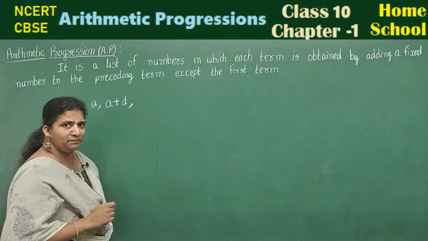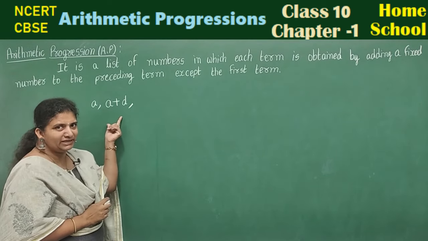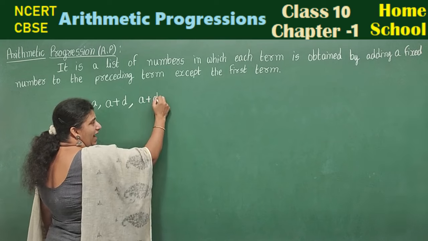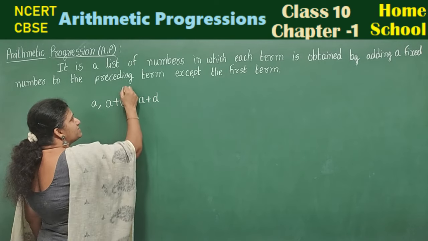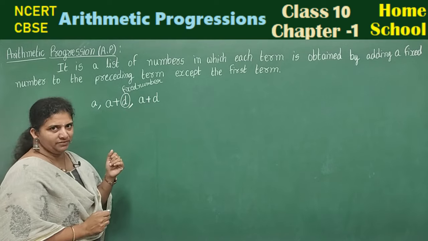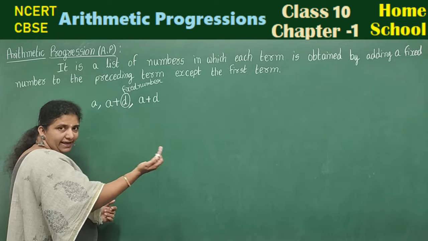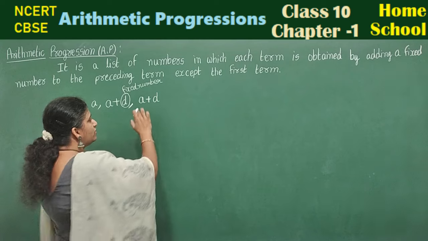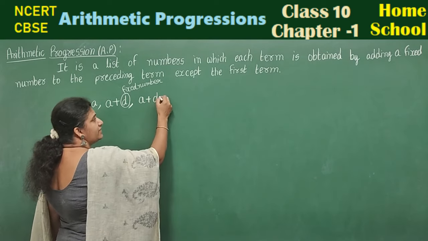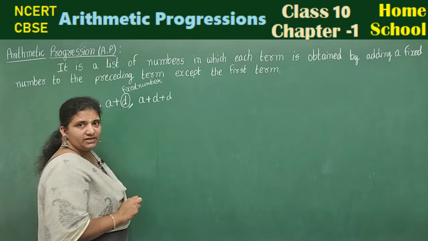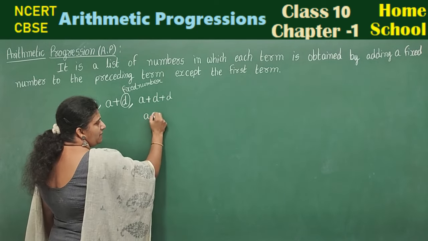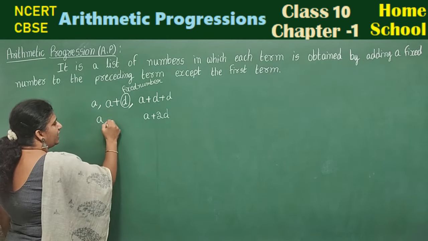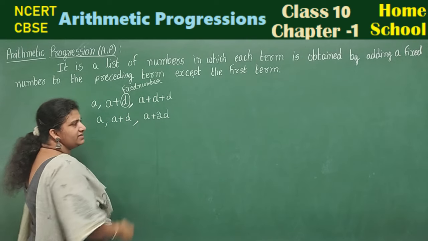Then what about the next term? Again, for the preceding term, understand the concept here. For the preceding term, if you add the fixed number, what is the fixed number I am saying? d is the fixed number. Then, in order to obtain the next term, for the preceding term, add the fixed number. So, what is the preceding term? a plus d. For this, add one more d. What happens? You can rewrite this as a plus 2d. d plus d will be 2d. Same manner, a plus d, a plus 2d.